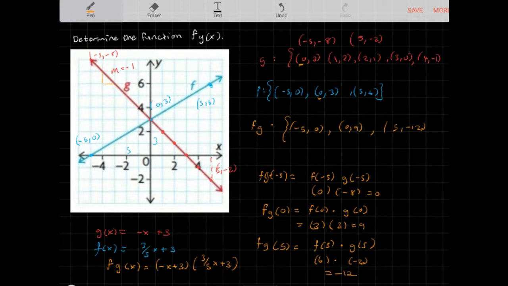So if you plot some of these points, we had negative 5 and 0, 0 and 9, which is going to be on the page, and 5 and negative 12, which is going to be beyond the page. We're going to see that this would be a quadratic function. So this is how we combine functions together graphically.